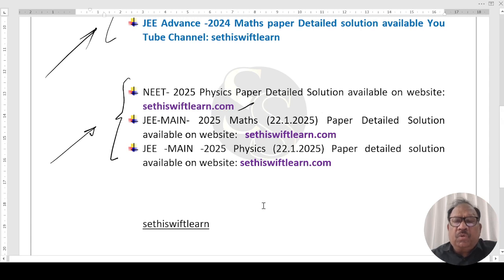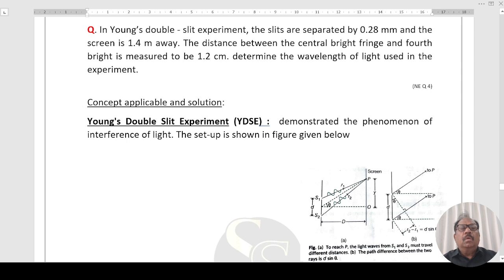Now let's start with the question. Question is, in Young's double slit experiment, the slits are separated by 0.28 mm and the screen is 1.4 meter away. The distance between the central bright fringe and the fourth bright fringe is 1.2 centimeter. Determine the wavelength of the light used in the experiment. Concept, applicability and solution. This question has been taken from NCERT.